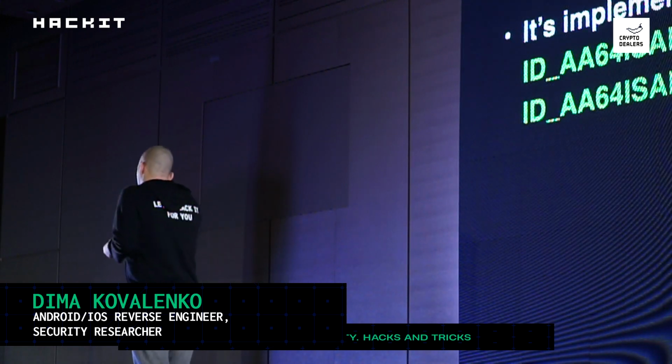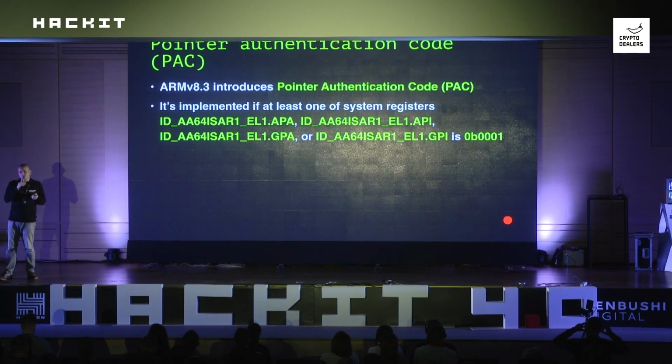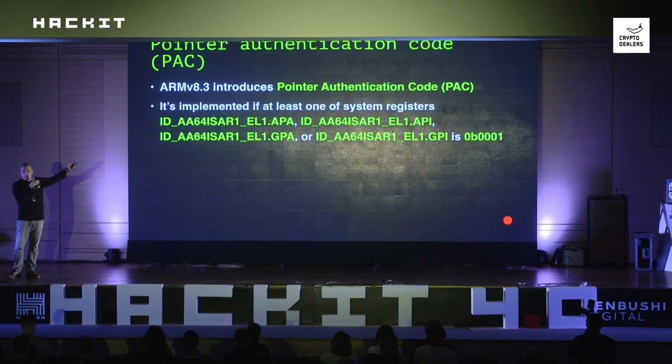PAC is enabled if one of those four system registers is equal to 1. I should say I am not really good at reading long English abbreviations, so I will skip it and just point to the slide in the presentation and say something like, look, there is the pointer, there are the register names, okay?